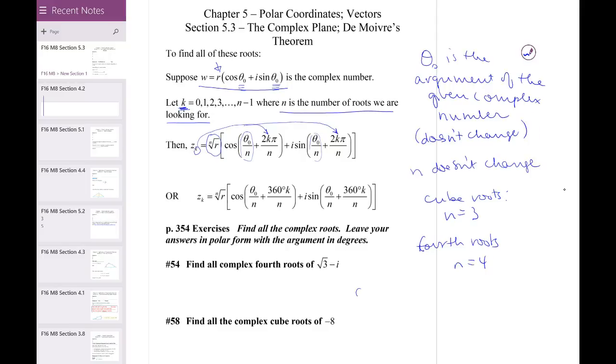So if we were doing cube roots, for example, we'd say z sub, and notice it starts at 0. So z sub 0 is the nth root of r, which is the cube root, and then it's the cosine of whatever your theta sub 0 is over 3, that's the n, plus nothing because the k is 0, plus i sine theta sub 0 over n plus nothing because the k is 0. So this is the first cube root.